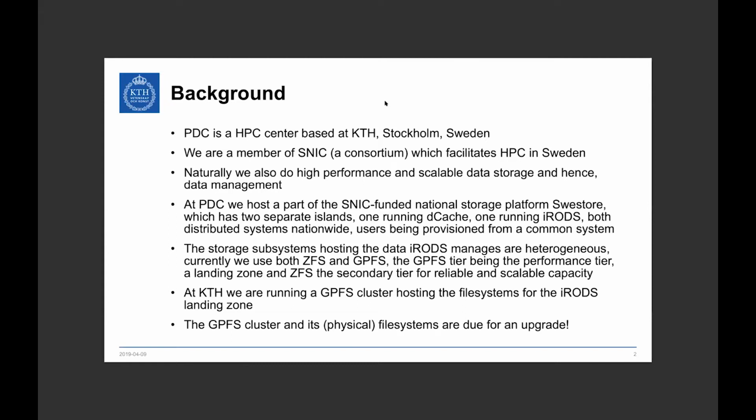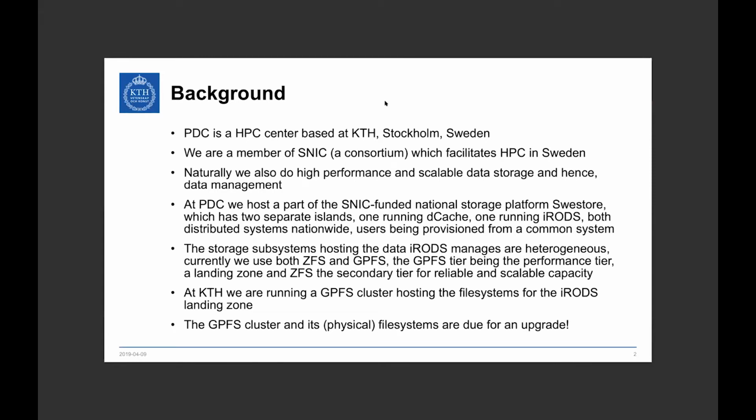And at PDC, we are hosting a part of a national storage platform, which is funded by SNCC, called SWISTOR. SWISTOR is a bit of a heterogeneous project, which is currently running on 2 separate storage islands. The older one in Sweden is based on Dcache, and the newer one is based on iRODS. Both of these are distributed nationwide systems, but they are being coordinated by the same framework.